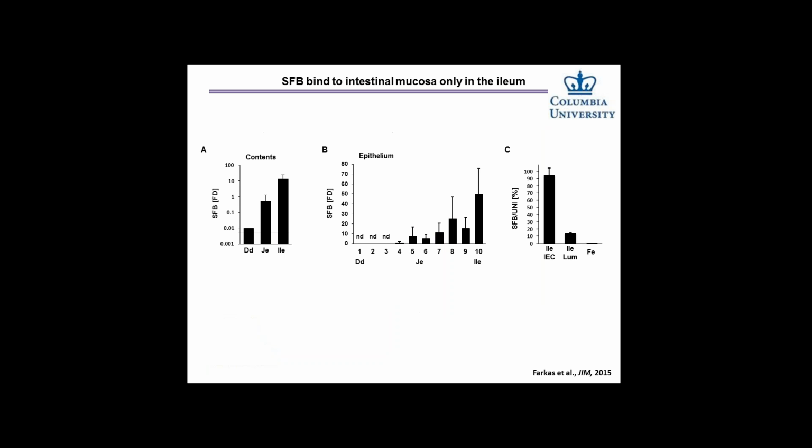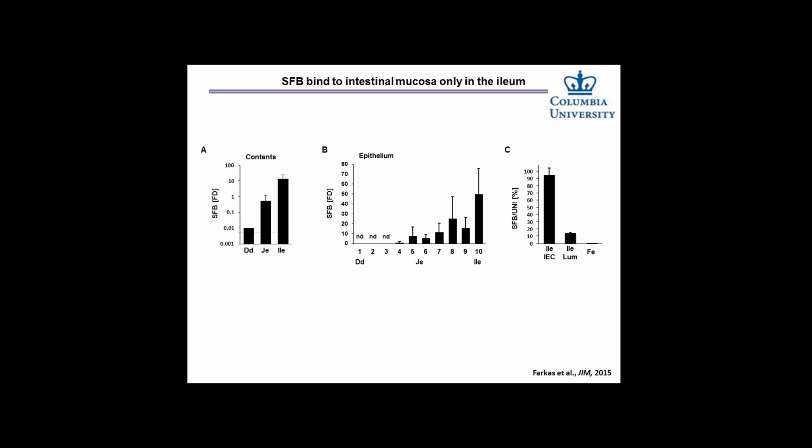So this is just to show you that we recently looked at the representation of SFB. Even though SFB, as you can see in panel A, is present throughout the gastrointestinal tract, in the proximal and distal small intestine, and in feces, where we can easily detect it, the mucosa-associated fraction of SFB only associates with the intestinal epithelial cells in the last half of the intestine, especially in the last tenth, the terminal ileum in mice.